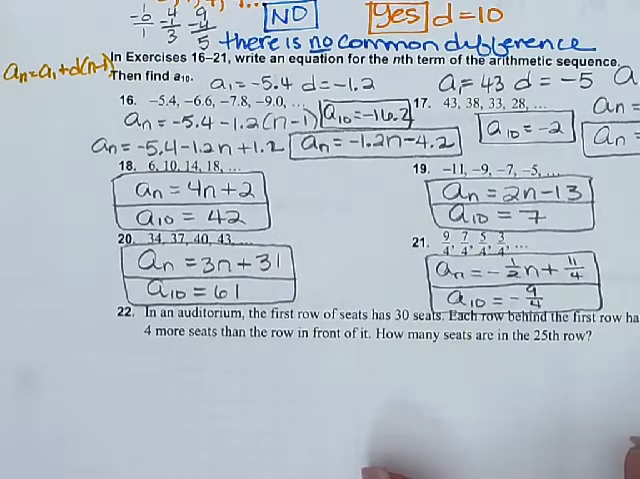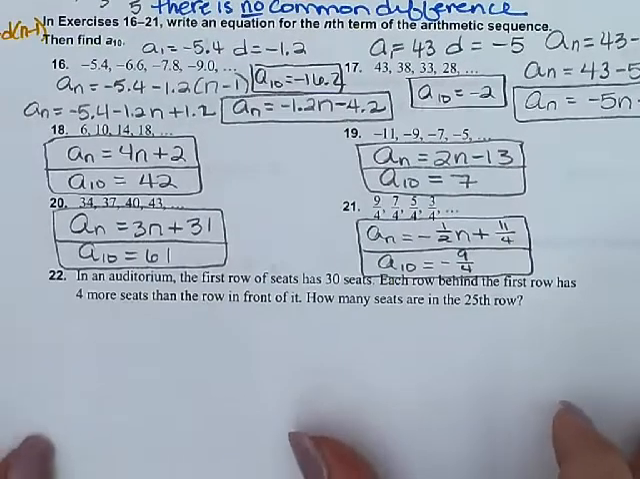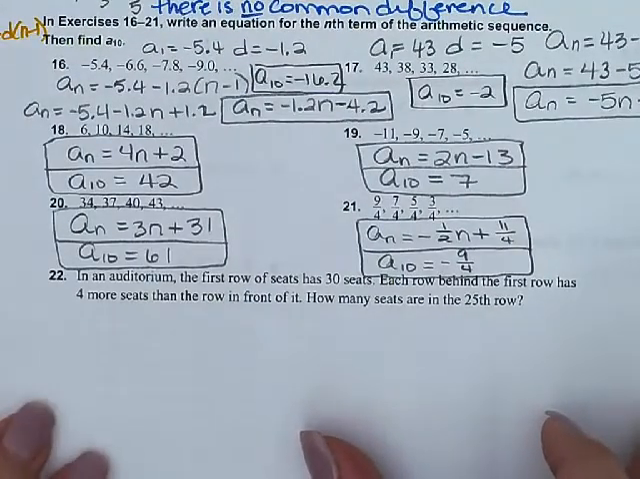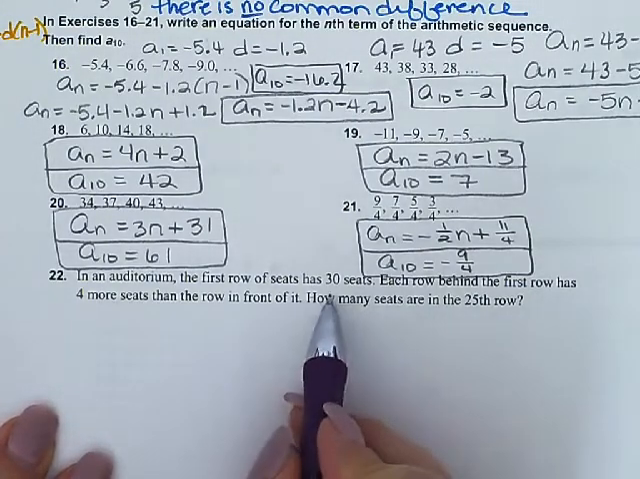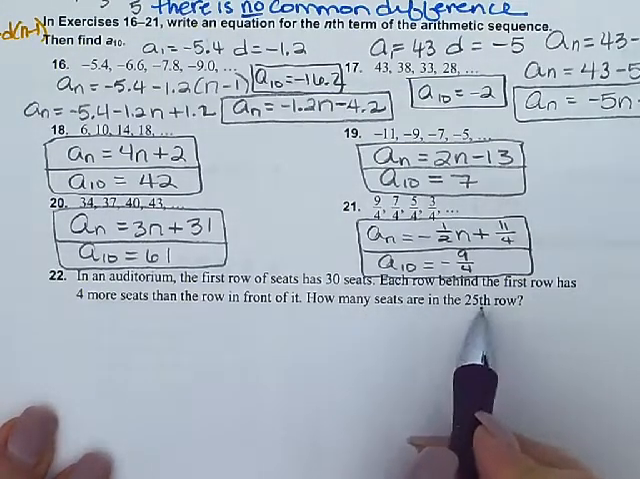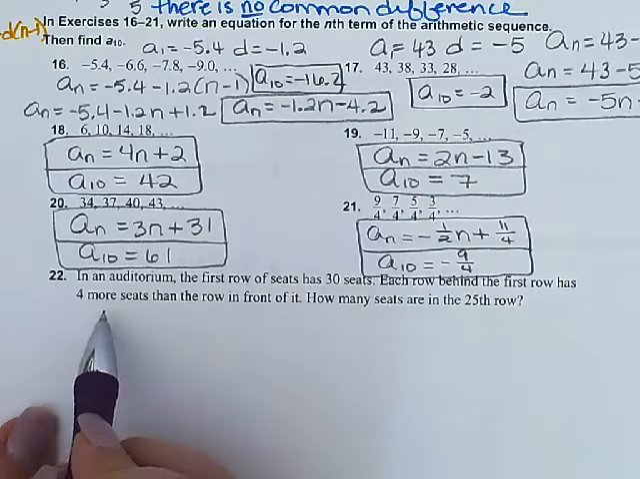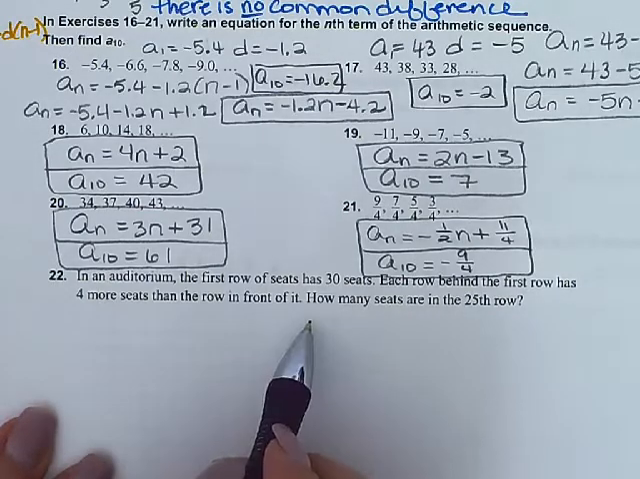And if those feel good, let's finish out with the word problem. And we'll end on this right here. It says in an auditorium, the first row of seats has 30 seats. So this is what we're starting with, a row of 30. Each row behind the first row has 4 more seats than the row in front of it.